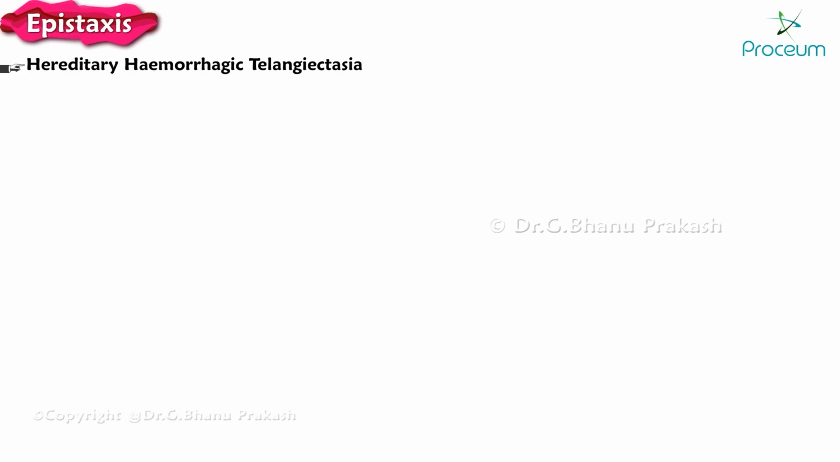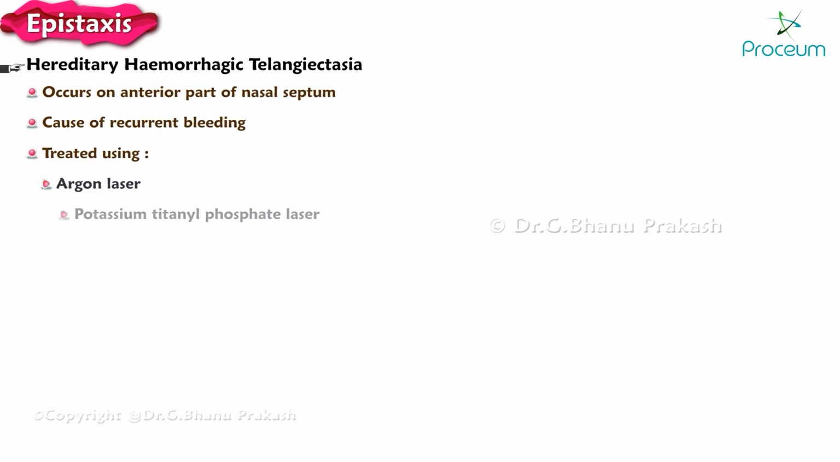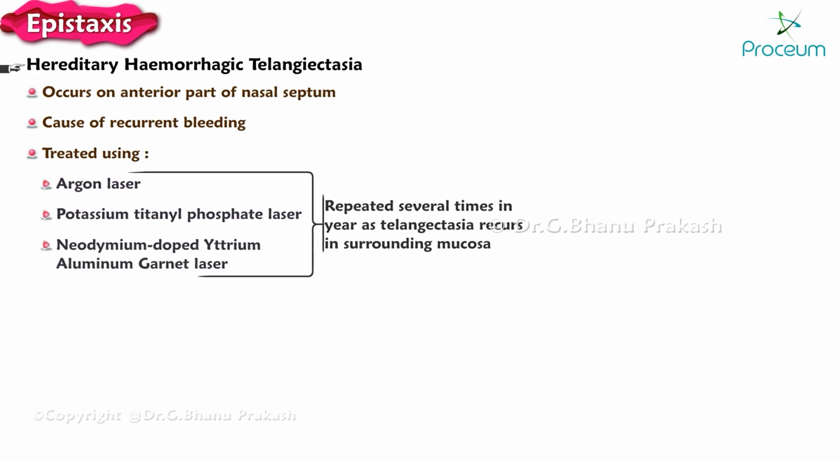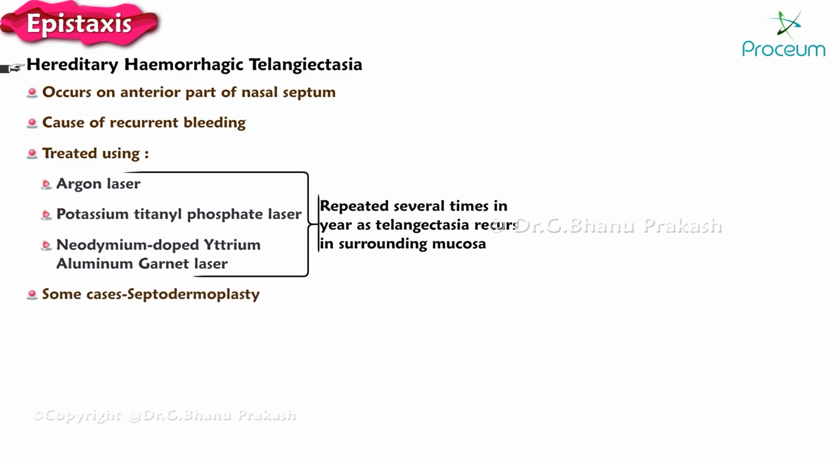Hereditary hemorrhagic telangiectasia. It occurs in the anterior part of nasal septum and is the cause of recurrent bleeding. It can be treated by using argon, potassium titanyl phosphate, or neodymium-doped yttrium aluminum garnet laser. The procedure may require to be repeated several times in a year as telangiectasia recurs in the surrounding mucosa. Some cases require septodermoplasty, where anterior part of septal mucosa is excised and replaced by a split skin graft.